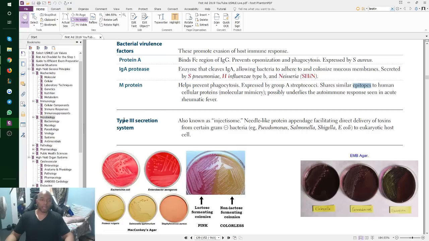Last thing on this page is your type 3 secretion system. This is a relatively newer thing. Sketchy Micro talked about it a lot, but First Aid didn't really used to have the type 3 secretion system described. It's also known as an injectosome. In the Sketchy Micro images, whatever the main protagonist is, it's holding something that looks like a syringe. So it's a needle-like protein appendage facilitating direct delivery of toxins from certain gram-negative bacteria to the eukaryotic host cell, literally how this gram-negative bacteria is possibly making you sick.